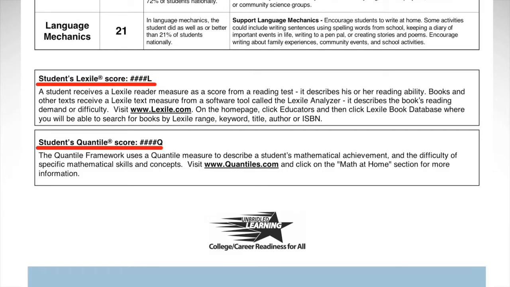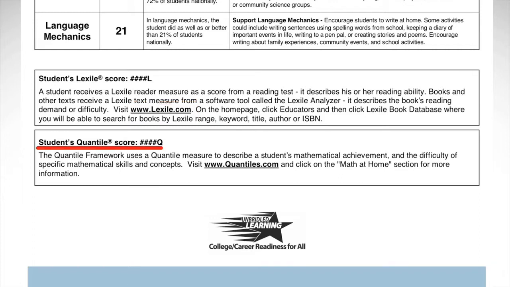The next section contains your student's lexile and quantile measures. Now these sound like fancy words, but quite simply, a student receives a lexile reader measure based on their score that describes their reading ability. By going to lexile.com, you can find books that are suitable to the student's lexile measure.